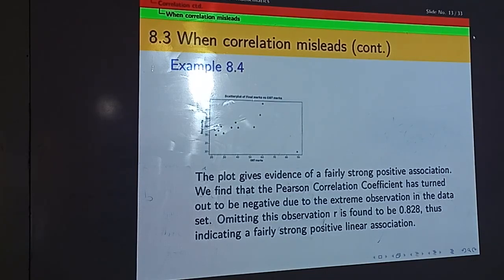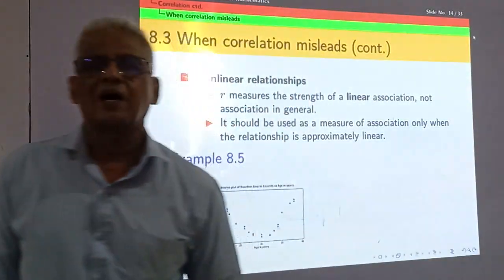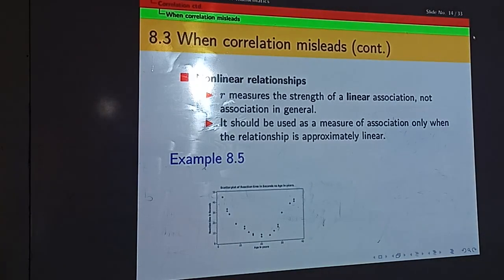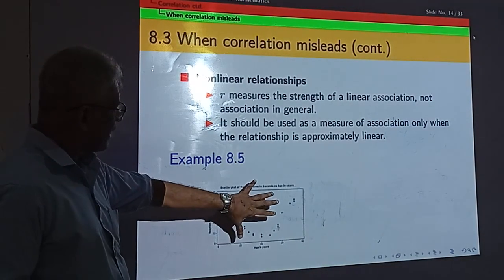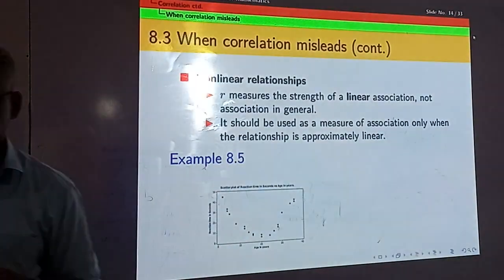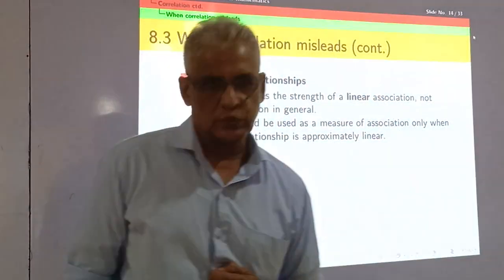So you have to be careful about outliers, to see whether there are outliers, identify them, and do whatever is meaningful. You need to look at the scatter diagram. And of course, as I have already mentioned several times, R is not meaningful if the relationship is non-linear. Suppose, without looking at these graphs, you calculate R for this kind of situation. Your R will be close to 0.